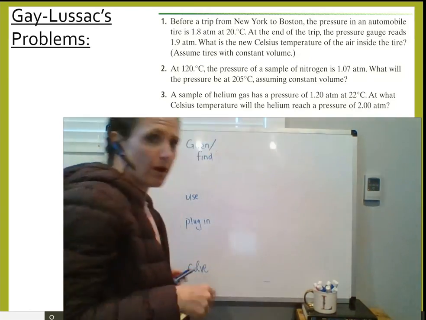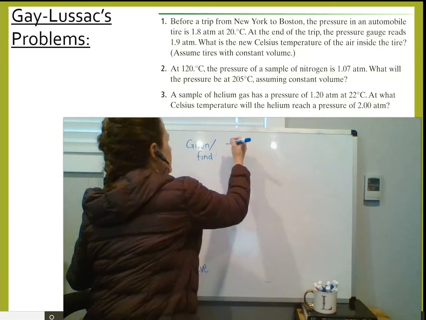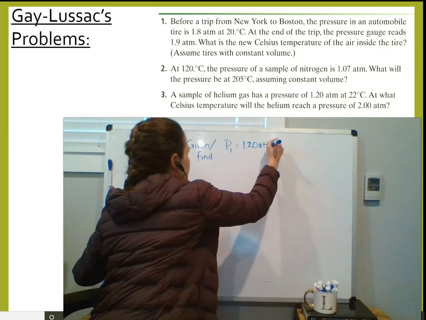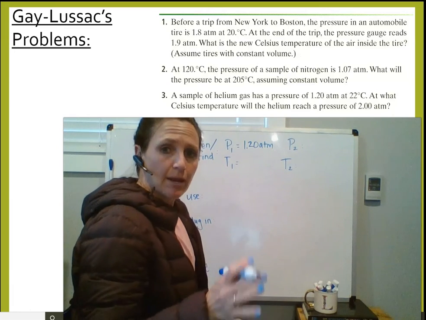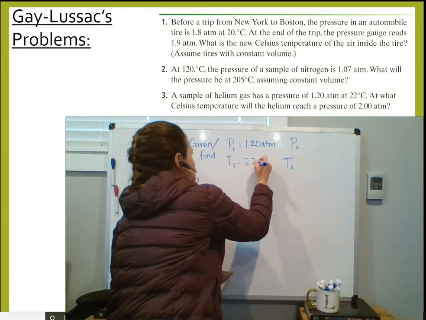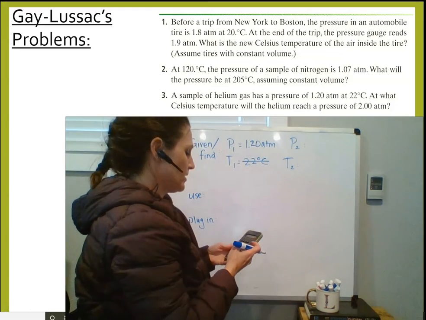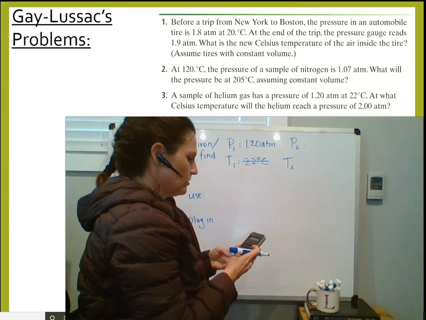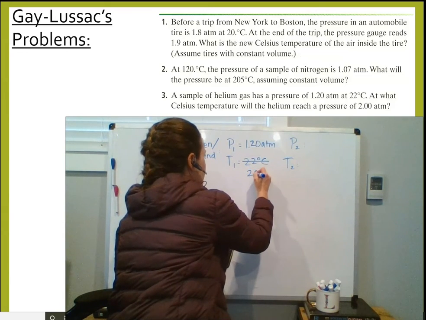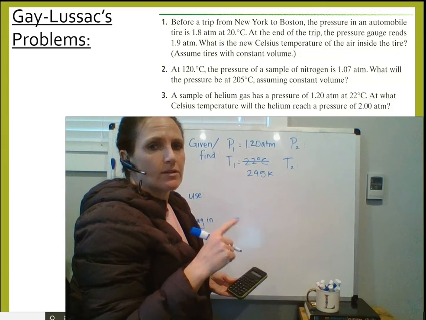Okay, so last problem here. We've got a sample of helium gas that has a pressure of 1.20 atm. So my P1 is 1.20 atm. My temperature is 22 degrees Celsius, T1. But remember, I want to change that immediately to be in Kelvin. So I'm going to do 22 plus 273 equals 295 Kelvin there.